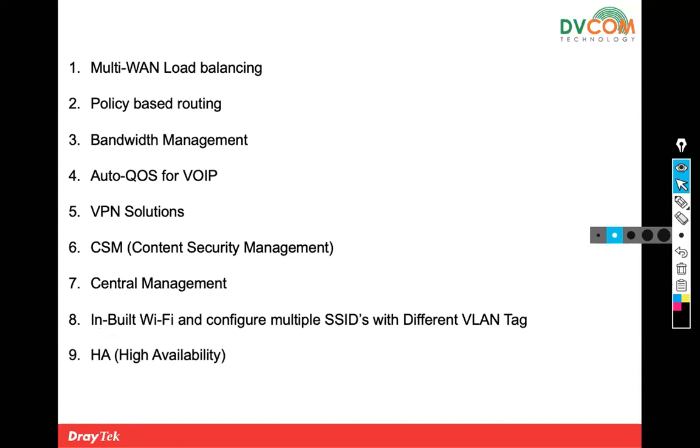The next one is high availability. High availability is nothing but one device acting as active and the other acting as standby. In case your active device is down, all the traffic will automatically pass through your standby device. This is like a redundancy.